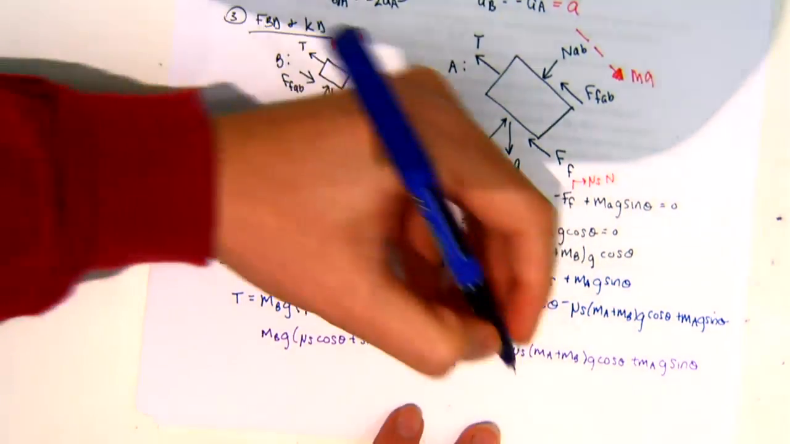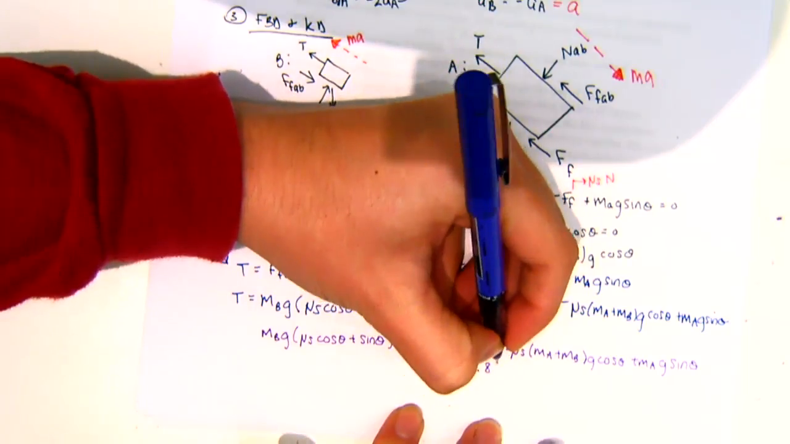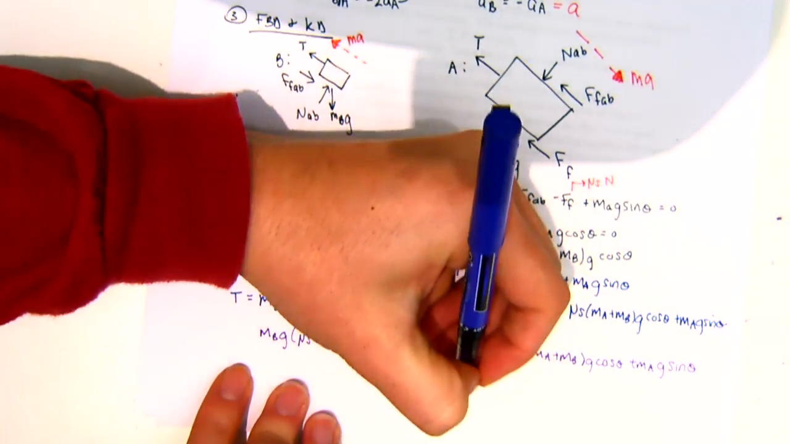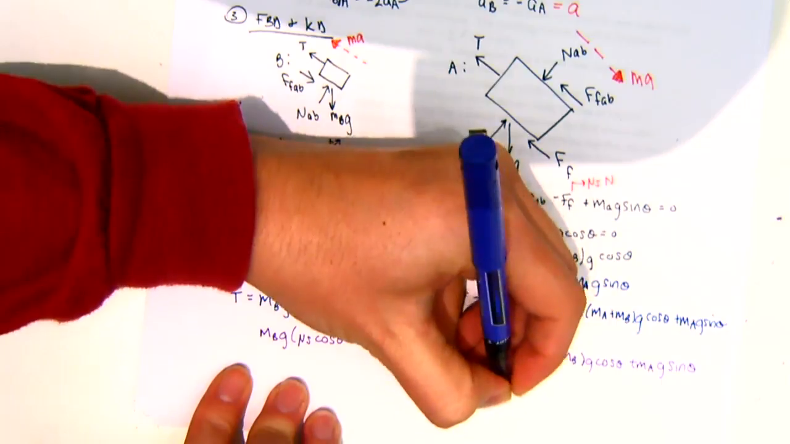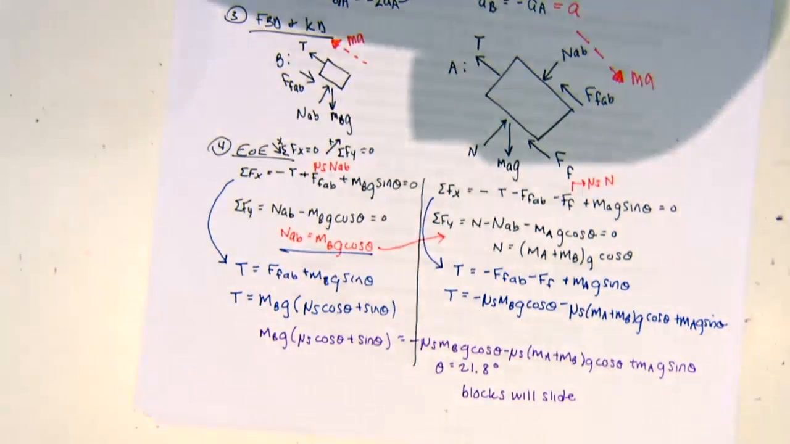And so what you get for theta is 21.8 degrees. And so since our theta of the problem, which is 25 degrees, is greater than that, we can say that the blocks will slide. That was a lot of work just to do the next part of the problem. Are there any questions about this?